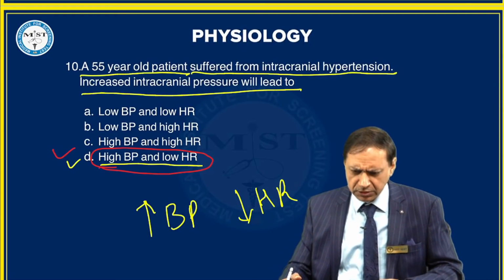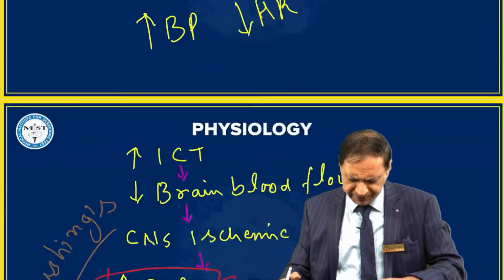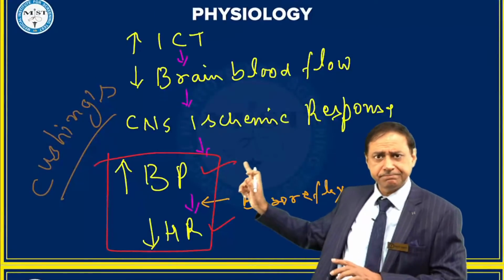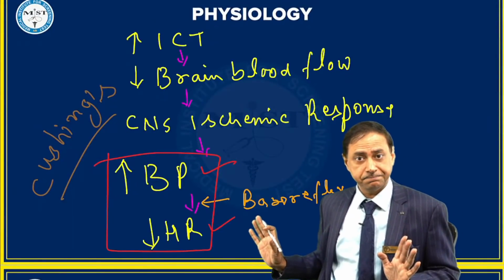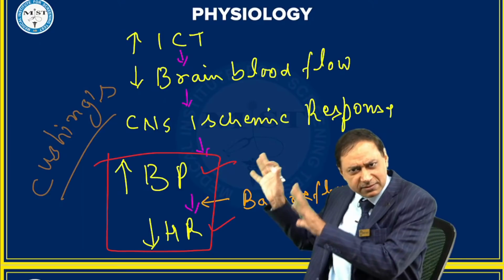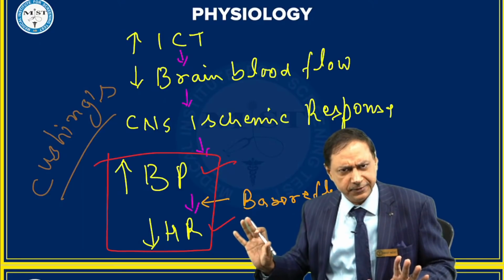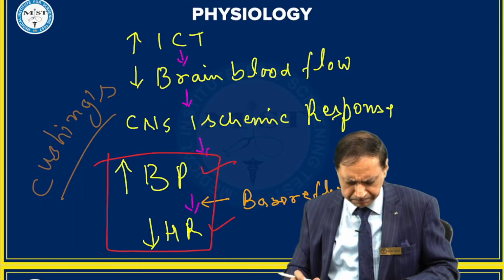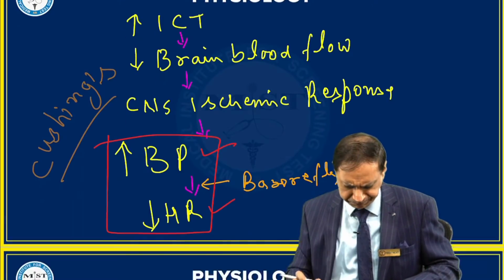So this entire sequence of events, this is Cushing's. It is just a very standard explanation of that. Okay, next question.